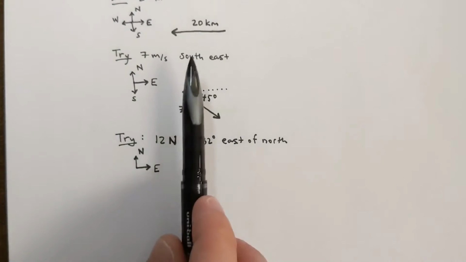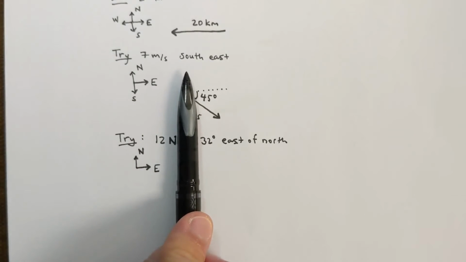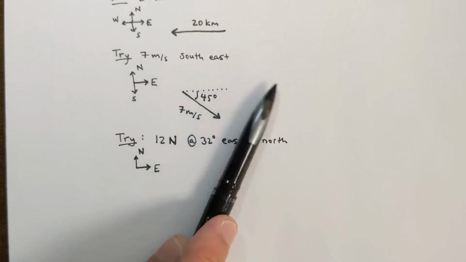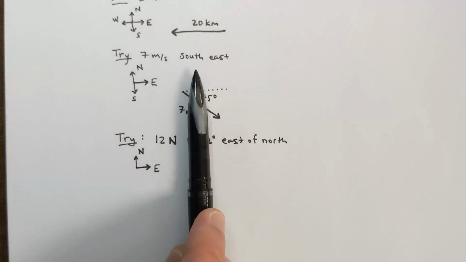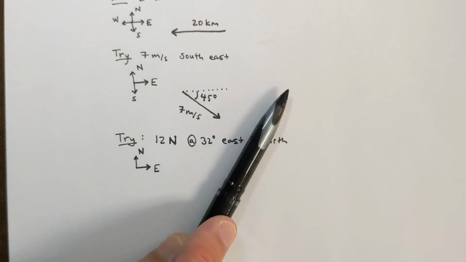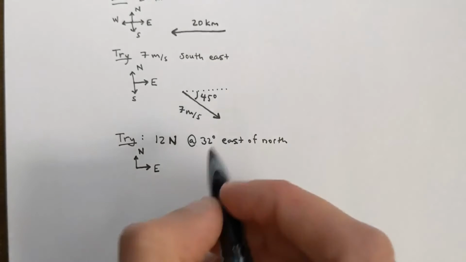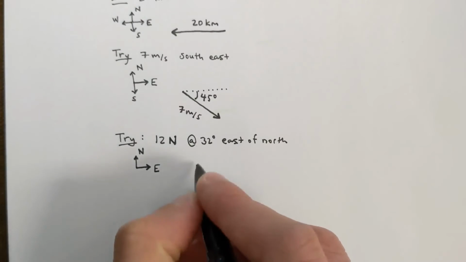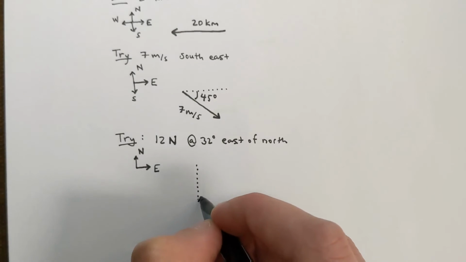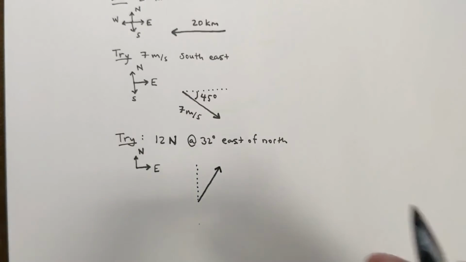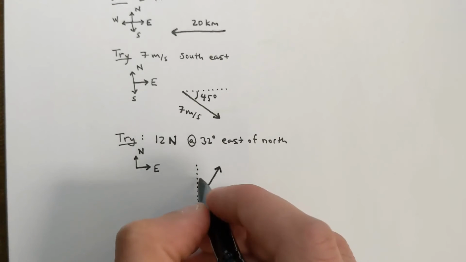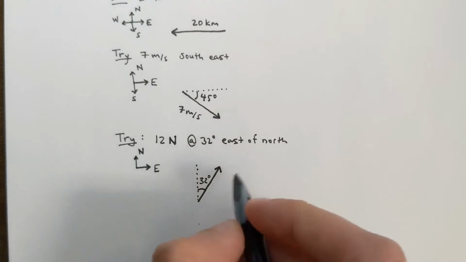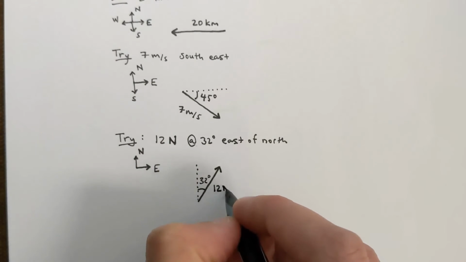So if north is pointing this way, 32 degrees east of north, we have to go 32 degrees towards the east with north as our reference. So starting from north, 32 degrees east of north is going to point like that. So let's go ahead and draw that. The north direction pointing like this, and 32 degrees east of north will be something like that. 32 degrees, and then the magnitude of our vector is 12 newtons.